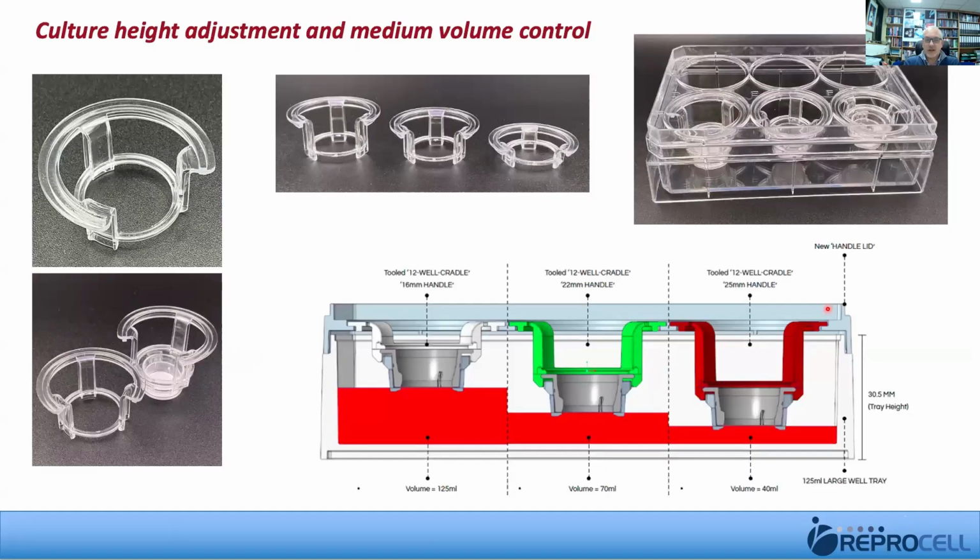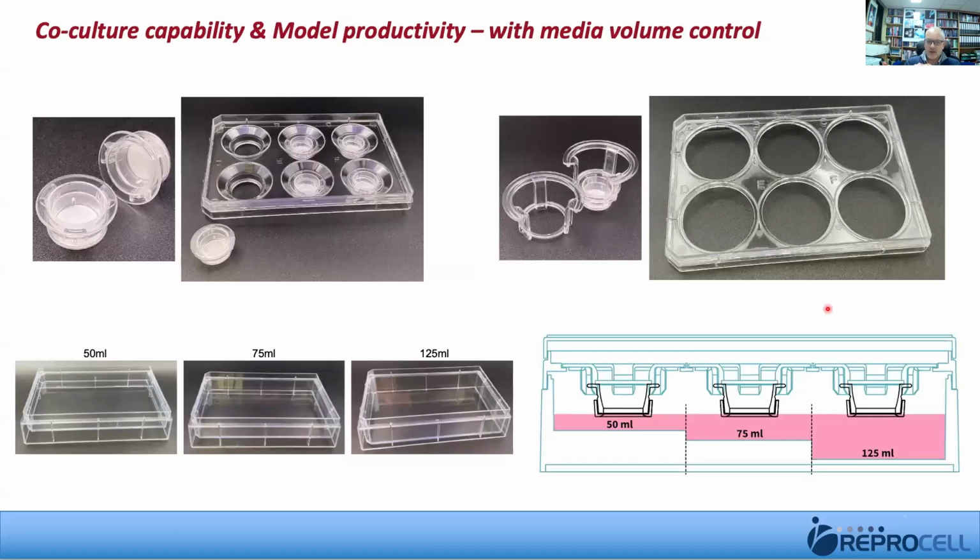In this slide, you can see very clearly the three different handle options. And as you can see, there are different heights presenting the insert to different depths within the well or tray. Now, this is important because this enables the user to have different volumes of media above and below the insert and the model as needed. So it adds versatility. And if you combine the handles with the different trays, so the trays here, you see them all three listed, 50, 75, 125 mil, then you have a lot of versatility.